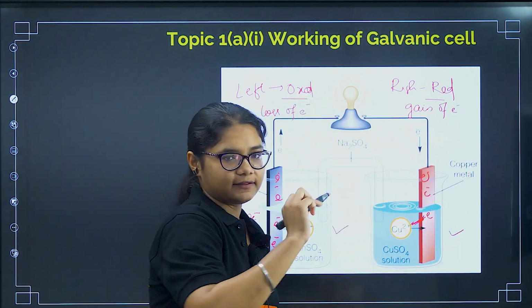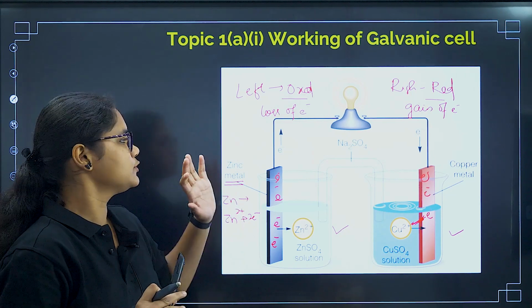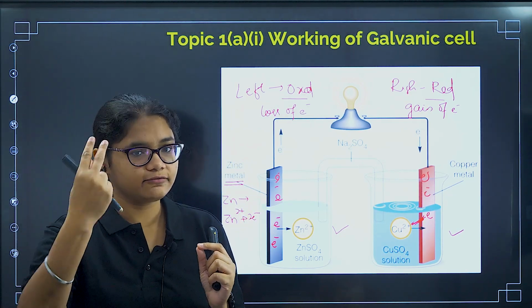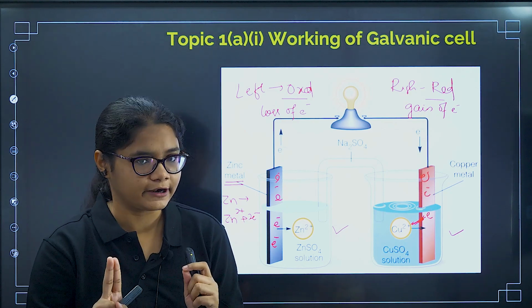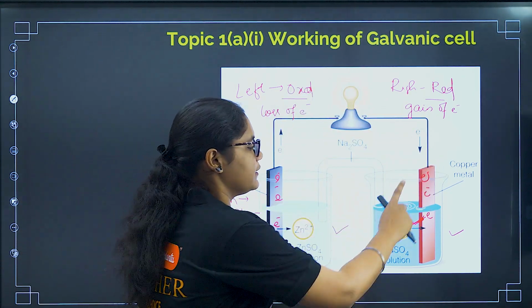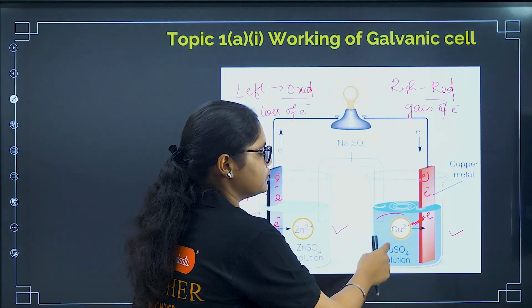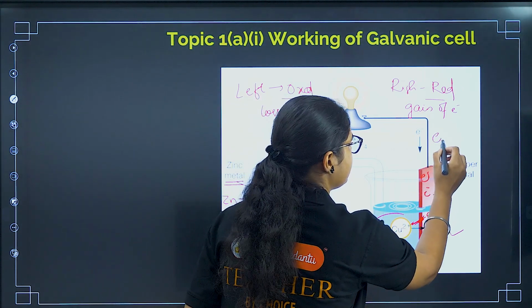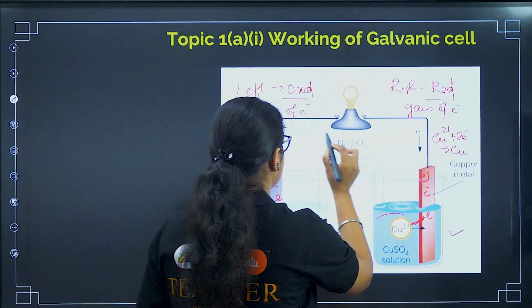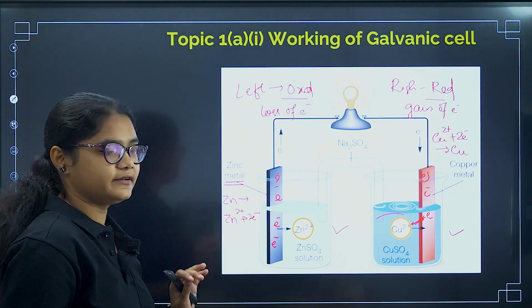So this point, I think we have studied in our previous chapters also. So this is clear. So what is happening on the left side? Zn will give Zn2+ by releasing 2 electrons. These electrons will come to the electrode, move through the circuit, reach here, Cu2+ in the solution will gain those electrons and will get reduced, right? This is the reduction reaction. This is the oxidation reaction.